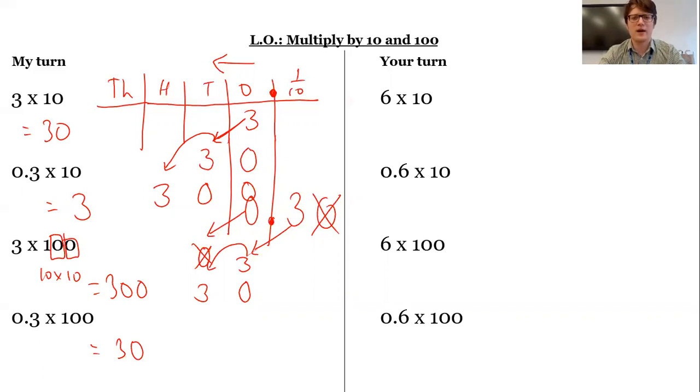Even if you think you can see the pattern straight away, it's really good practice to draw this place value grid because it just forces your brain to think about what is actually happening to the numbers as we multiply them. Pause the video, come back when you're done.